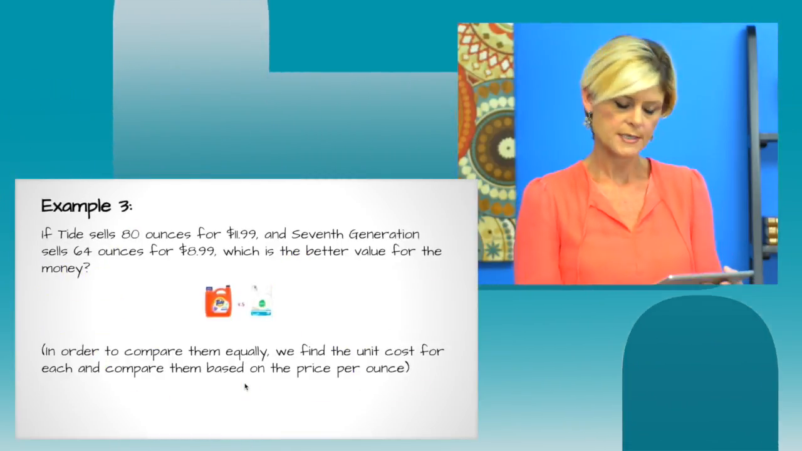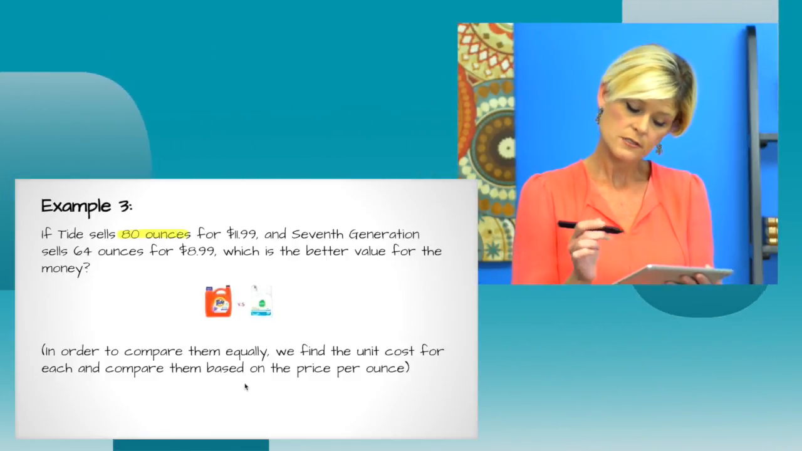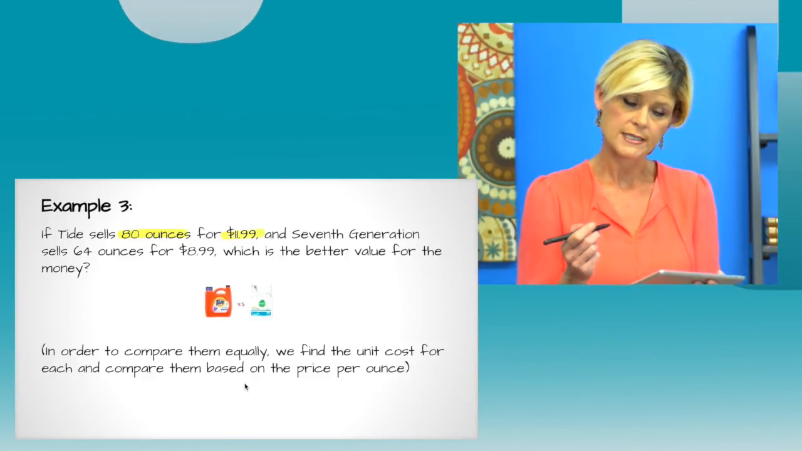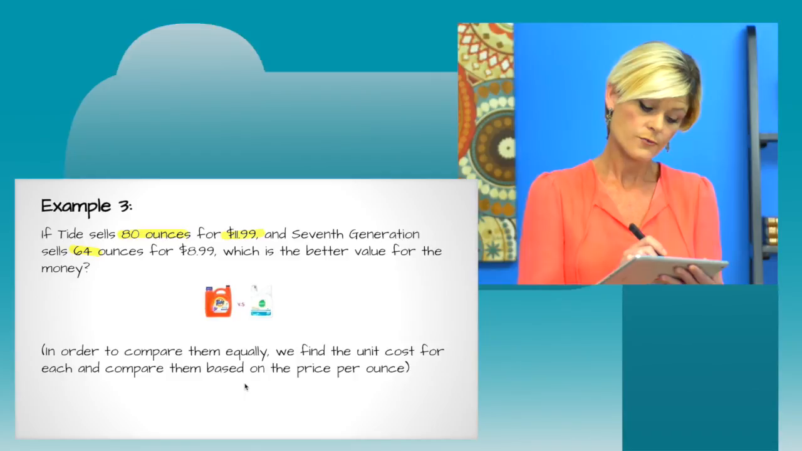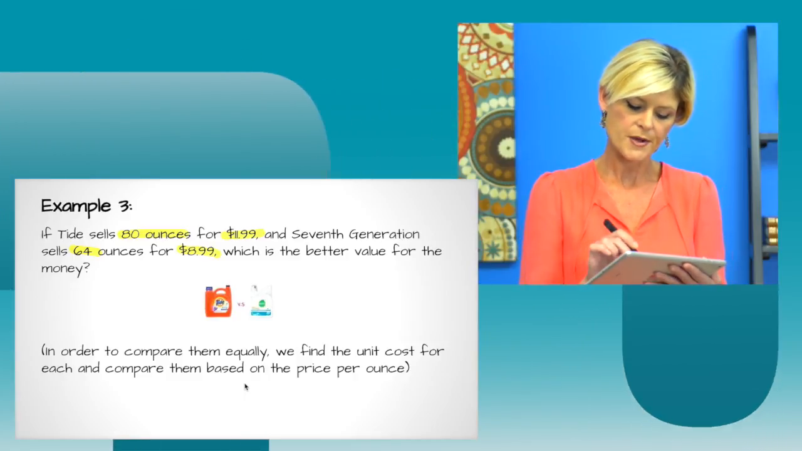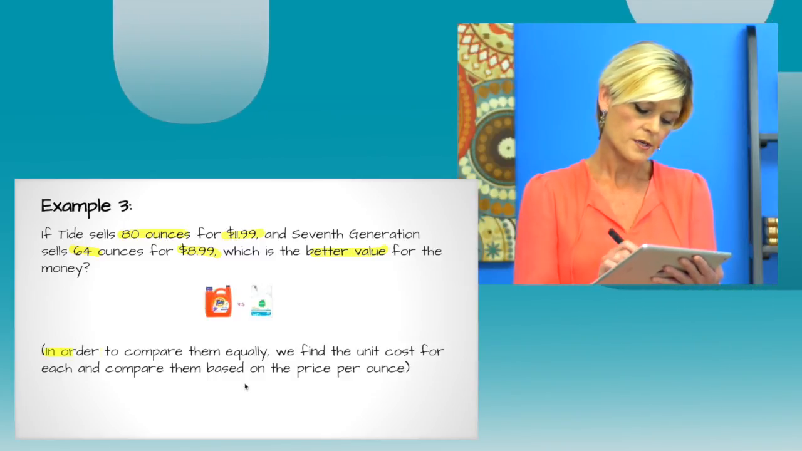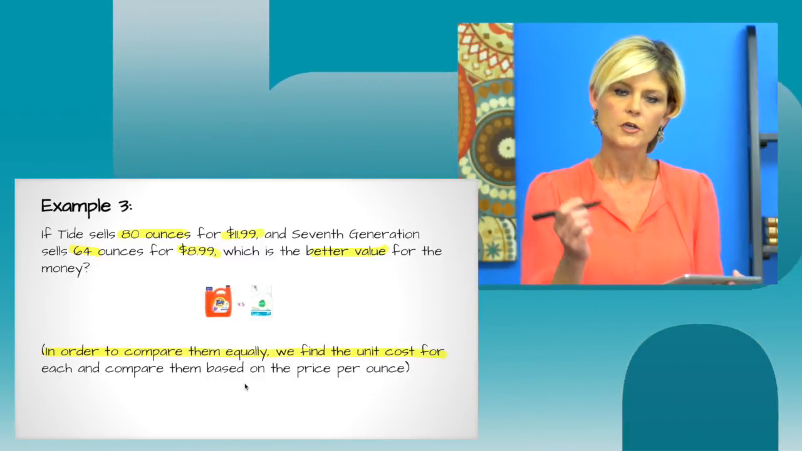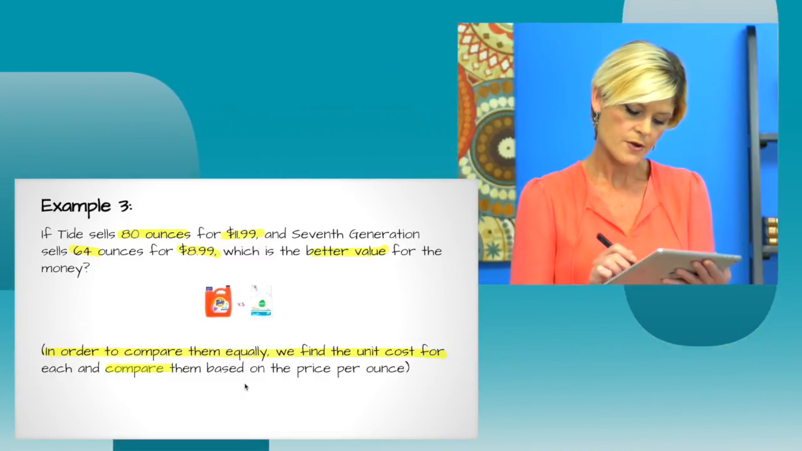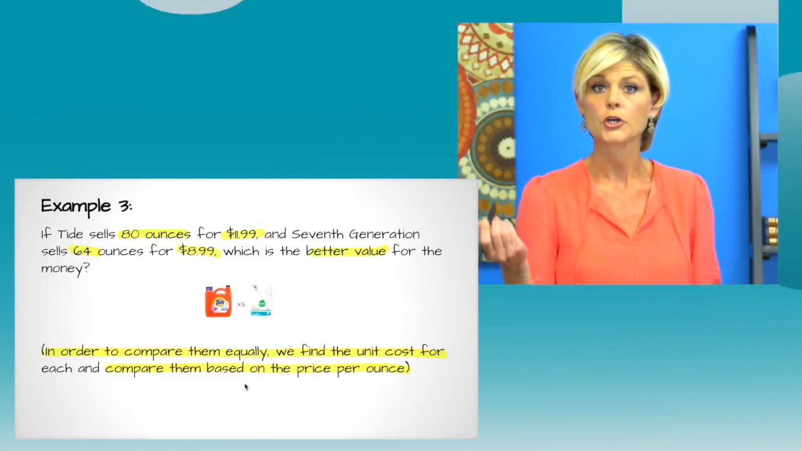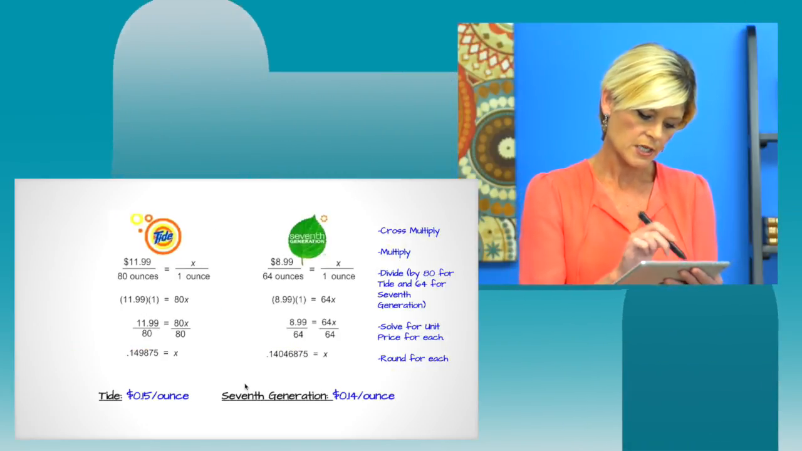All right, let's do one more example. If Tide sells 80 ounces of laundry soap for $11.99, and Seventh Generation sells 64 ounces for $8.99, which is a better value for the money? So the note I have here says, in order to compare them equally, we're going to find the unit cost for each one, and then we'll compare them based on the price per ounce. So which one is a better deal? Let's take a look at Tide first.